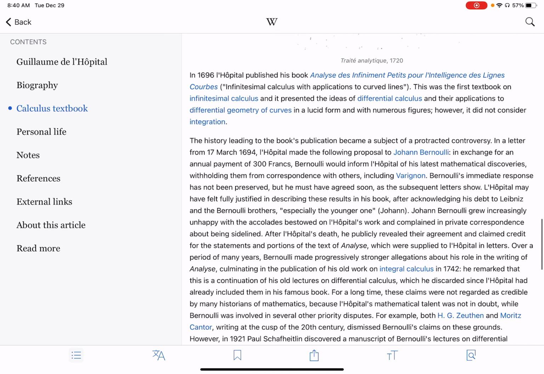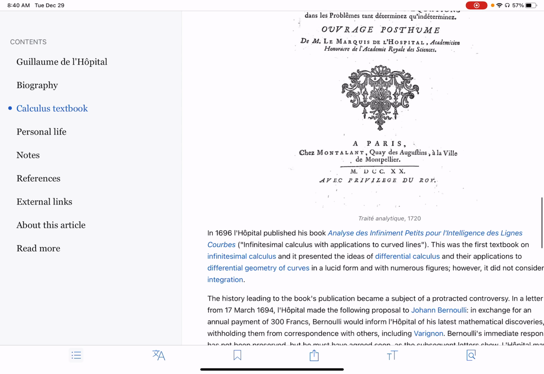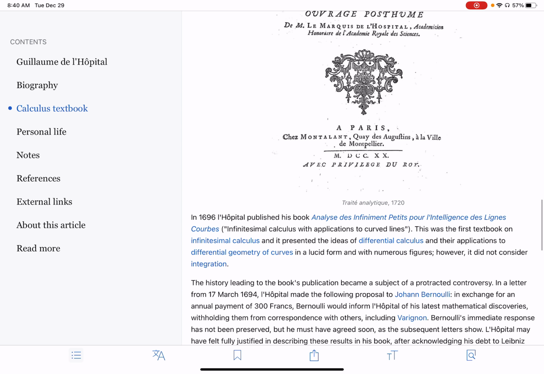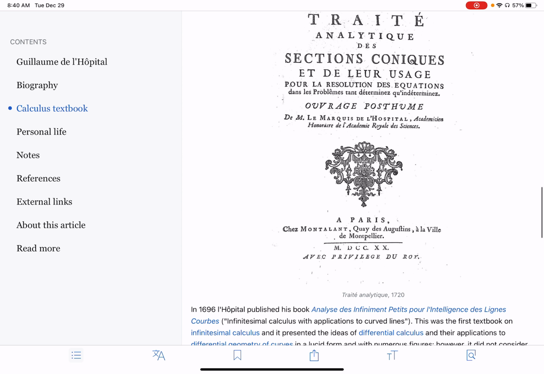And he assembled all of this stuff into the book. And what is this book called? It's called Infinitesimal Calculus with Applications to Curved Lines. So again, it was about just differential calculus.